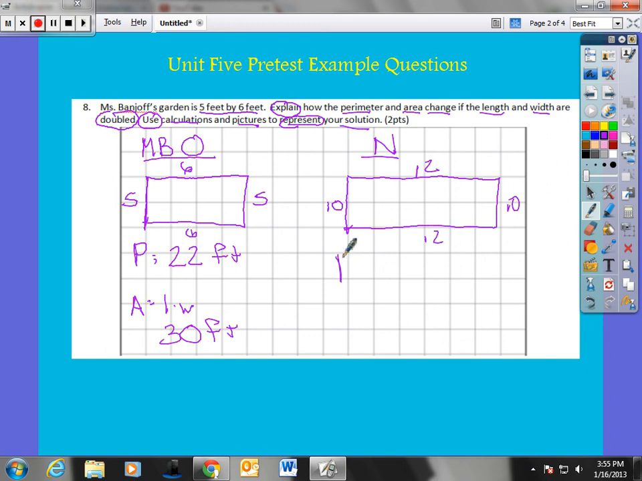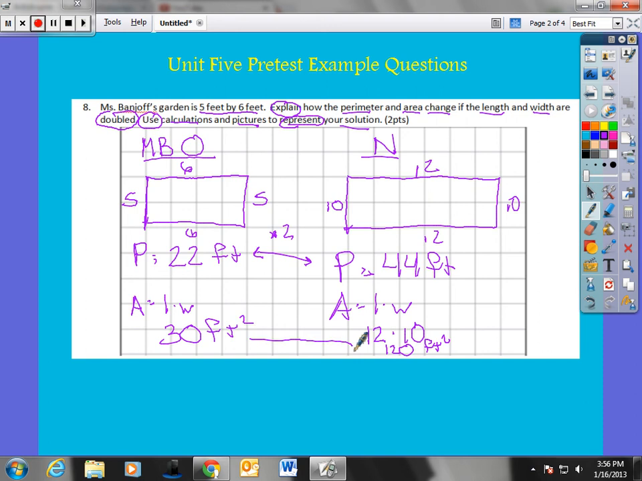Okay, so the perimeter, the distance all the way around her garden. 12 and 12 is 24, plus 10 is 34, plus 10 is 44 feet. So just looking at the relationship between the perimeters, to me it looks like the perimeter doubled. Got 2 times larger. Let's look at the area. Area equals length times width. So the length is 12 times the width of 10. 10 times 12, and I have to write all these in the box here. It's 120, and that's 120 square feet for the area.